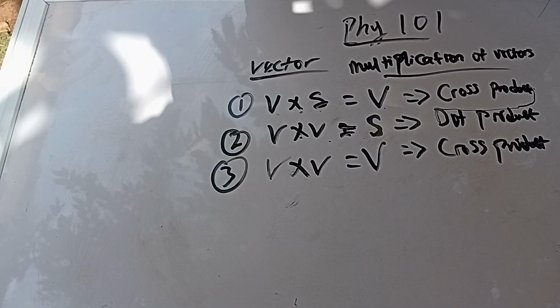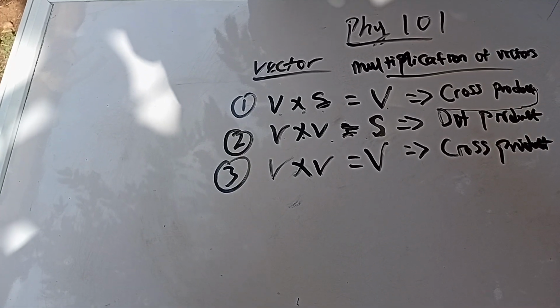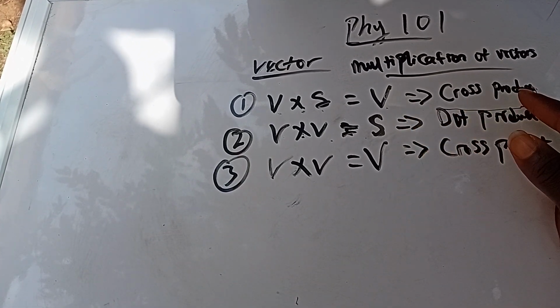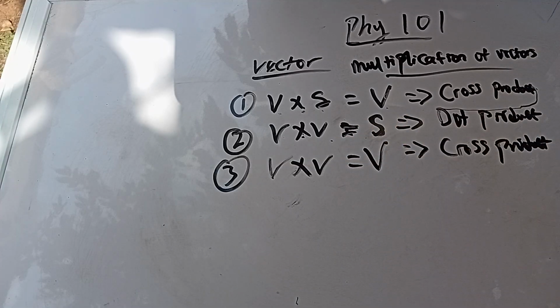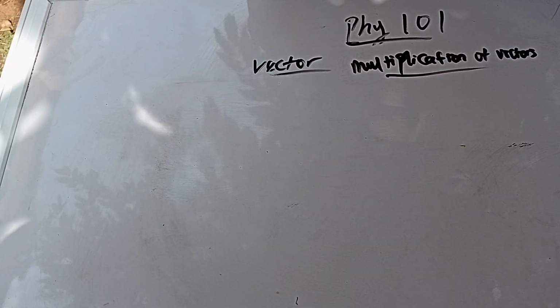So vector times scalar will always give a vector. Vector times vector can either give a vector or a scalar. Whenever your result is a vector, you use cross product. Whenever your result is a scalar, you use dot product. Now let's talk about cross products. Okay, sorry, let's start with dot product.